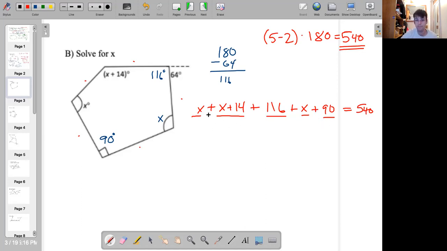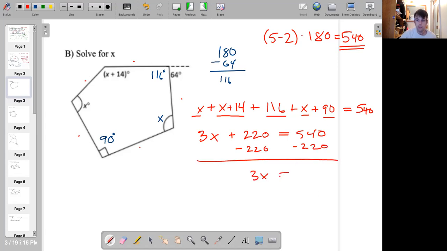on the test, right? Okay, combining like terms, we get 3x plus 220 equals 540. We subtract 220 on both sides. We're going to get 3x equals 320. And then we divide by 3.